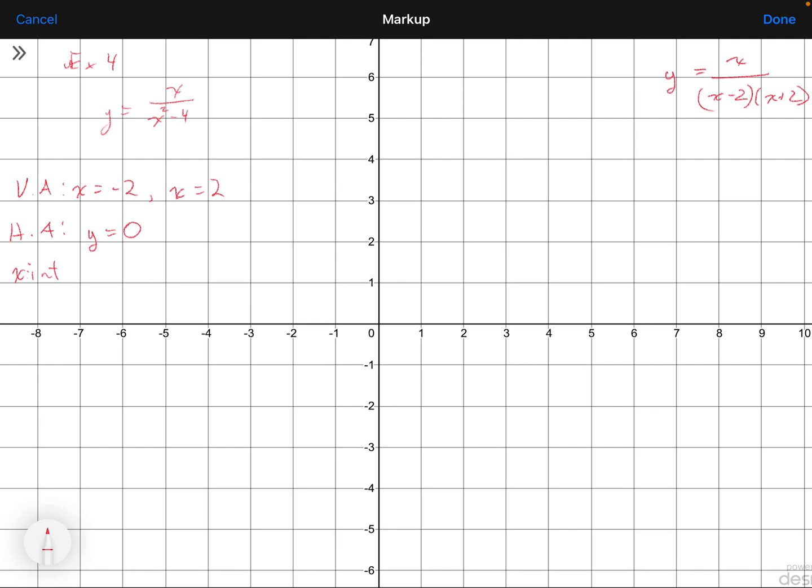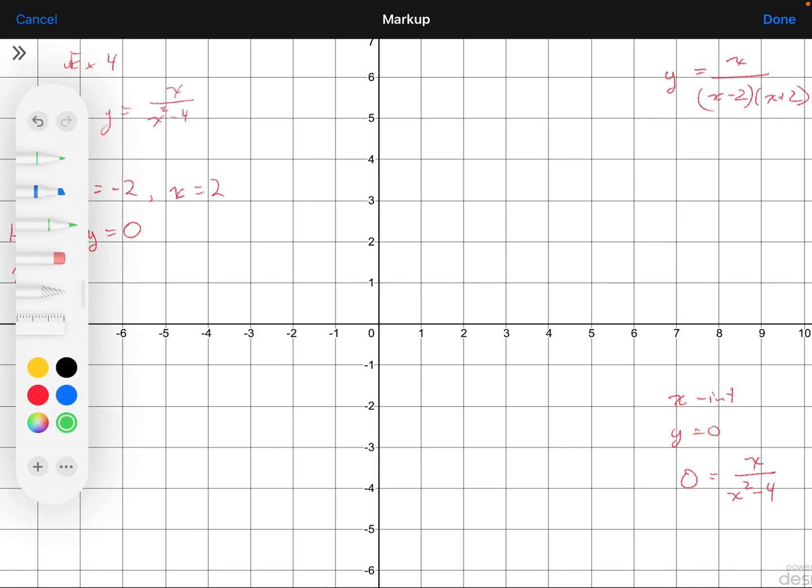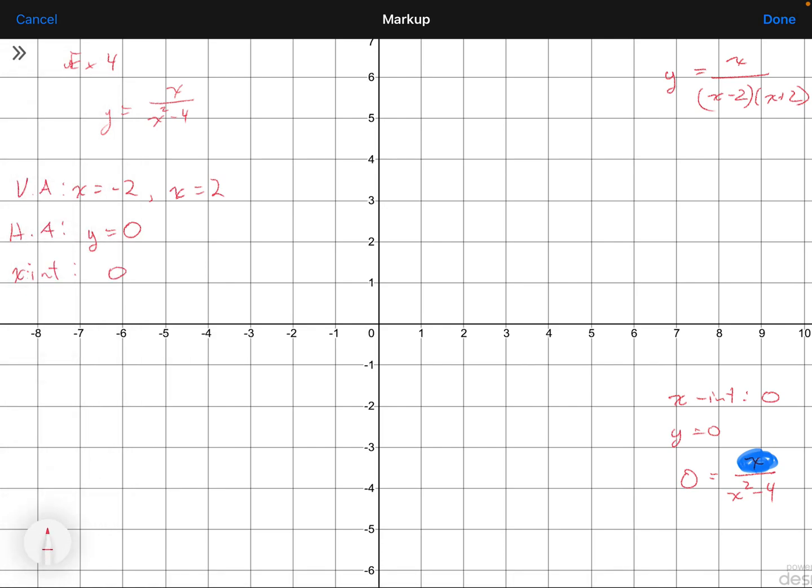Also, I'm going to calculate my x-intercept, just for fun. I haven't done that for a while. When I calculate my x-intercept, I have to consider where y is equal to 0. If I substitute y is equal to 0 into my function, I end up with this equation. Sorry, I thought that was a highlighter. This expression is only equal to 0 if the numerator is equal to 0. So therefore, my x-intercept occurs when x is equal to 0. So that's my x-intercept.